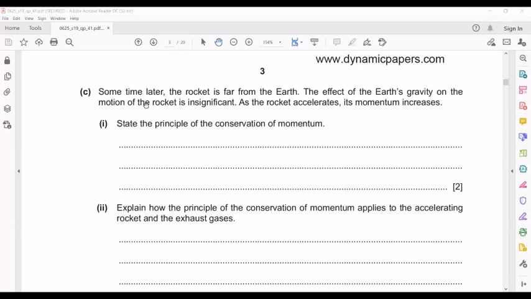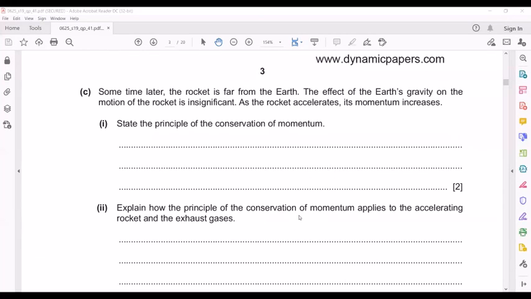In part C, sometime later, the rocket is far from the Earth. The effect of the Earth's gravity on the motion of the rocket is insignificant, means the gravity is not acting or affecting its motion. As the rocket accelerates, its momentum increases. State the principle of conservation of momentum. What is the conservation of momentum?